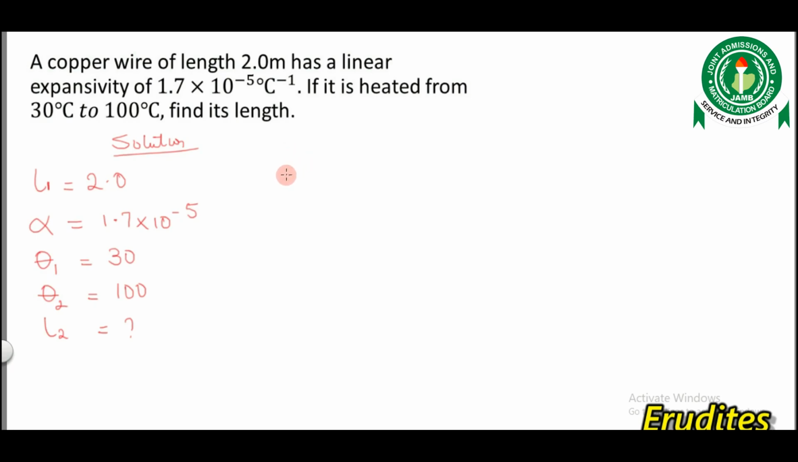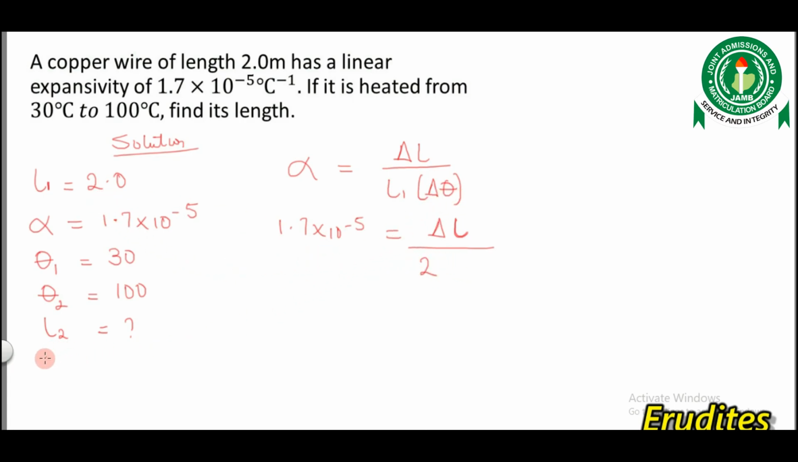the next thing we want to do is to write out the formula for linear expansivity. Linear expansivity alpha is equal to change in length per unit length per degree rise in temperature. So linear expansivity has been given to us, which is 1.7 times 10 raised to the power of minus 5, is equal to my change in length, I don't know, so I'll put that as delta L. That's what I'm looking for. Over my L1, which is 2.